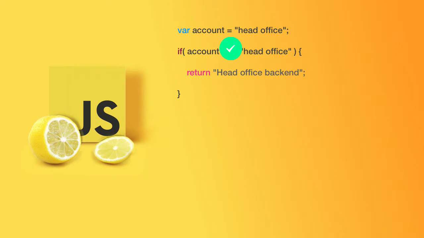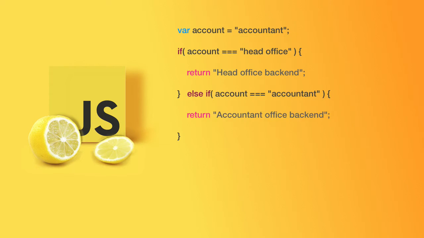If it equals head office, it will trigger the execution context and it will deliver the head office backend, a special backend for the head office. Now let's also say we have another backend interface for accountants. So I need another set of criteria. It's going to deliver something different. We're not delivering the head office backend anymore. We're going to deliver the accountant's backend. Well, we say else if.